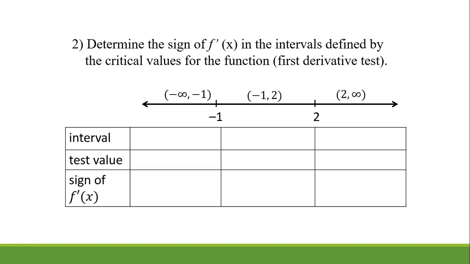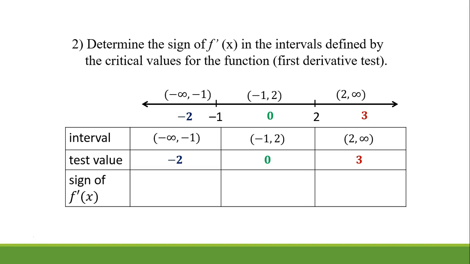Now, to organize the information that we're going to get from the first derivative test, we're going to make a table that shows those three intervals. And we'll need to pick a number out within each of the intervals to use as a test value. So for example, -2 is a number that's in the interval from -infinity to -1. 0 is a number that's between -1 and 2. And 3 is a number that's somewhere between 2 and infinity. You can pick any number in the interval for the test value.